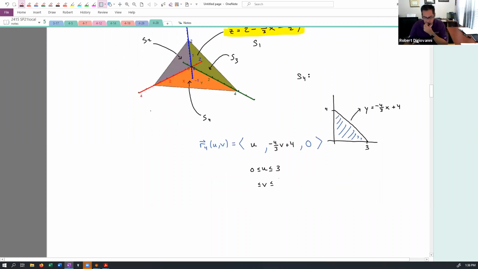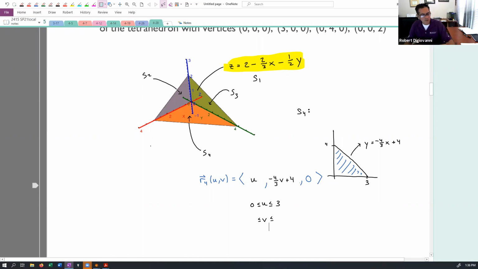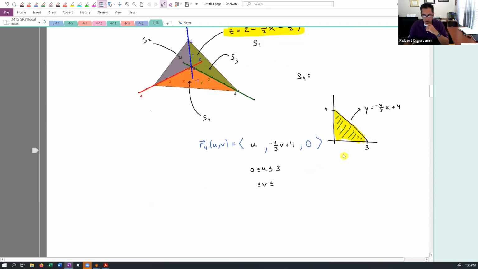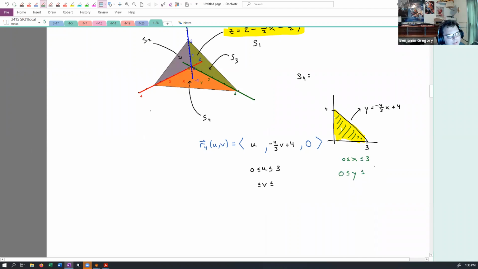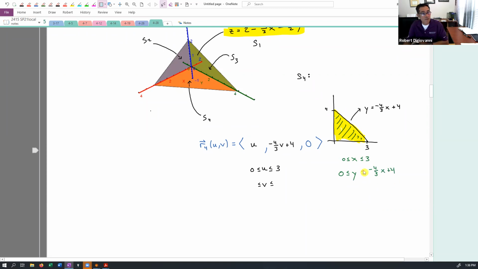Let's think about what we're trying to do here. If you look at this region here, think of it almost like a type 1 region, like back from when we were doing integrals. Here we would say the x's have to be between 0 and 3, right? And the y's would have to be between what? 0 and negative 4/3 x plus 4, right? That's what we would say if it's a type 1 region.